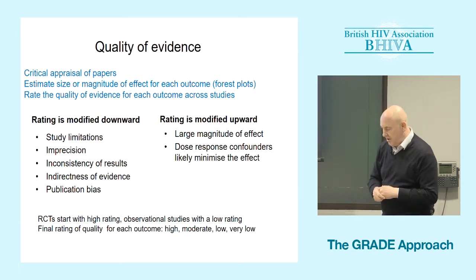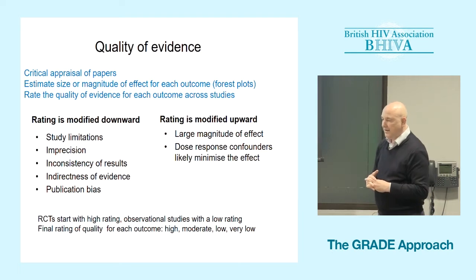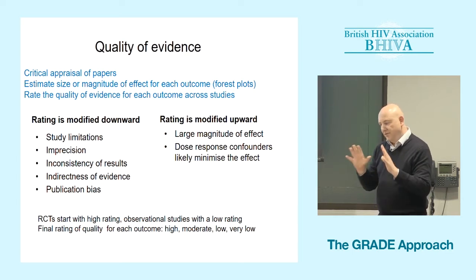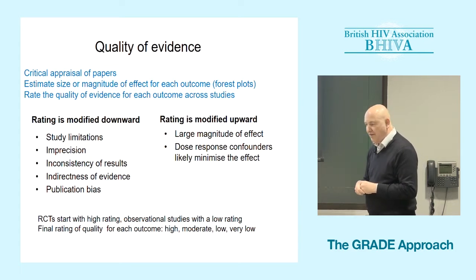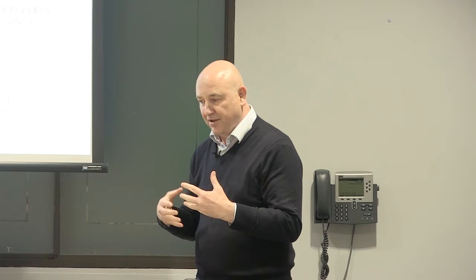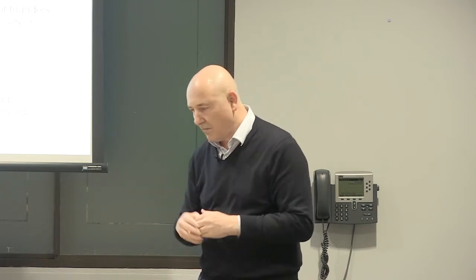So that's the way you modify it, and the rating can be modified upwards if it's a large magnitude effect, if there are no confounders or confounders that might minimize the effect. So things like randomized controlled trials start with a high rating, observational studies will start with a low rating, and the final rating quality of each outcome is either high, moderate, low, or very low.